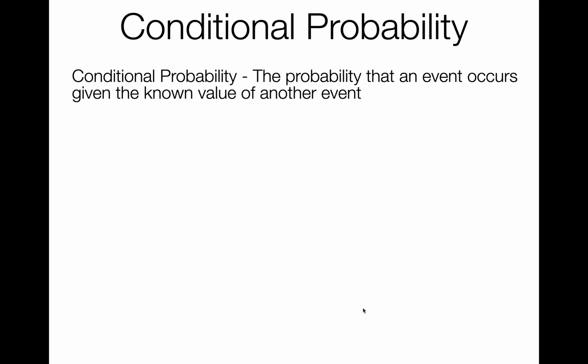This leads us to the idea of conditional probability, which we've discussed earlier on in chapters 2 and 3. Conditional probability is the probability that some event occurs, given we know the value of another event.